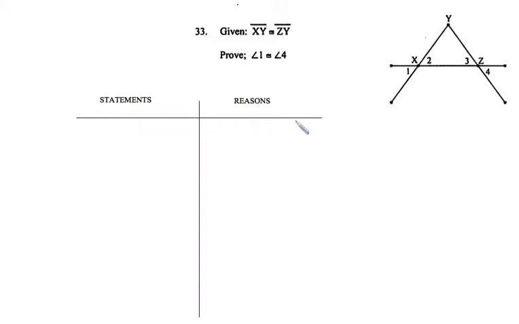On proof number 33, I'm going to start by marking on the picture with what I know. I know that XY and YZ are congruent, and I'm going to mark in purple what I'm trying to find, because then when I look back, anything in purple I don't know yet, but that's where I'm trying to go.